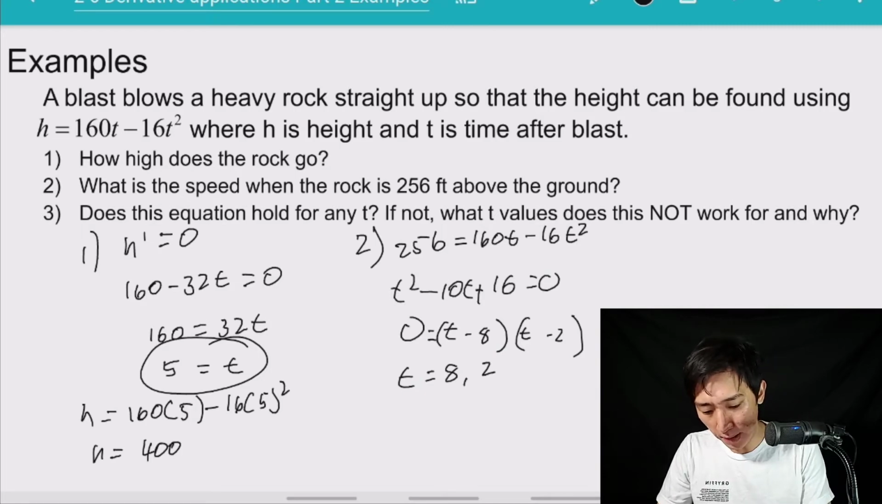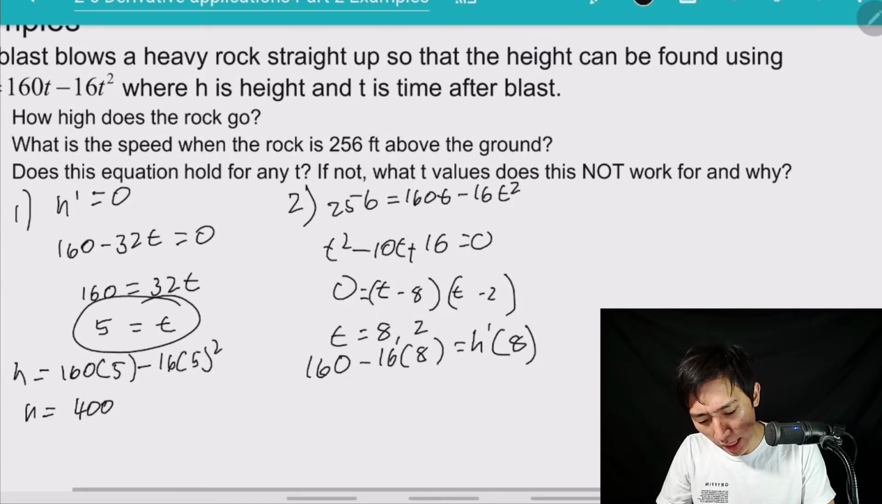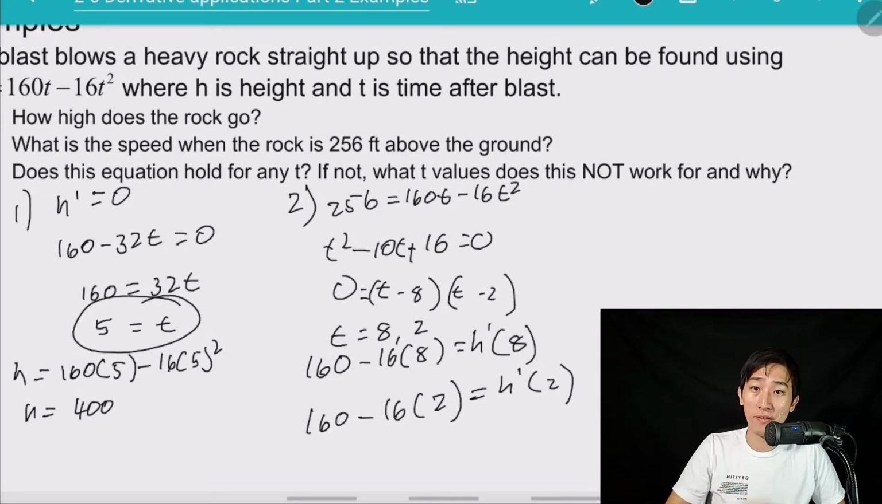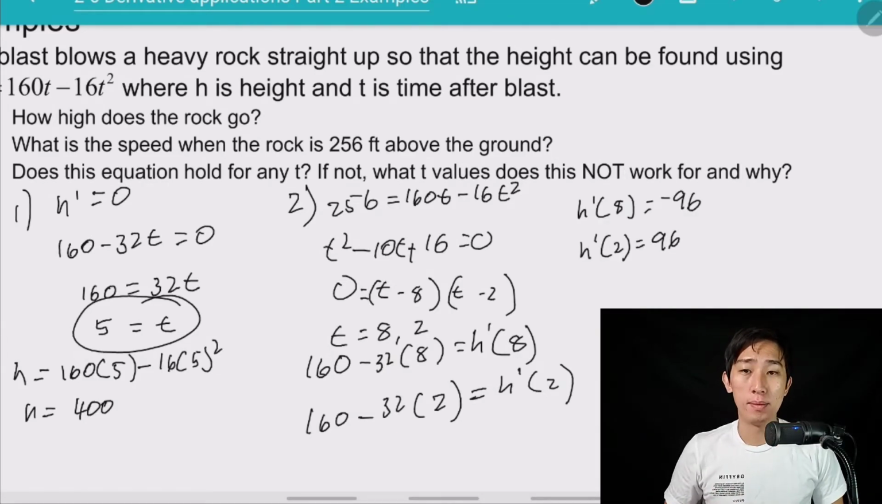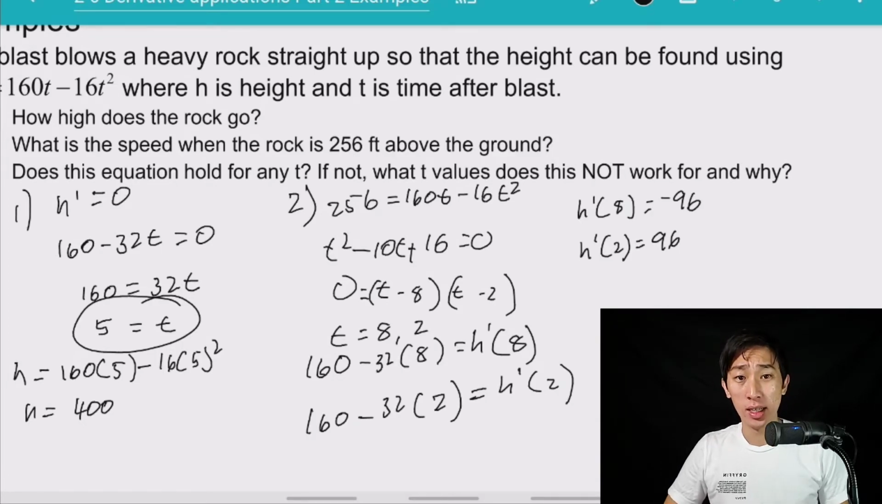So we're going to say 160 minus 16 times 8 is equal to h prime of 8. And then we're going to say 160 minus 16 times 2 is equal to h prime of 2. And again, this is how we're going to be figuring out our speeds. Now, most likely you caught it, but I accidentally wrote 16 instead of 32. I forgot to derive the t squared properly, so I didn't use my exponent rule correctly.